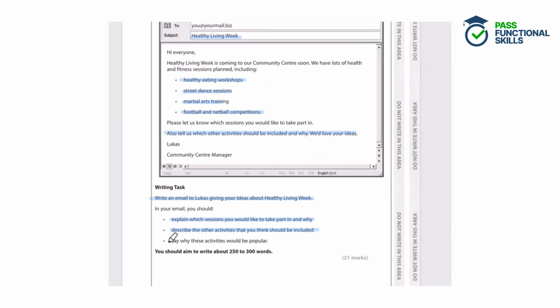And then finally we need to say why these activities would be popular. So the activities that we think should be included, we have to explain why they would be popular, give some justification as to why they should be included with these other activities here. So there's quite a few things that we need to do in this email, and we've only got 250 to 300 words to do it. So now let's take a look at an example of how a student has answered this question.